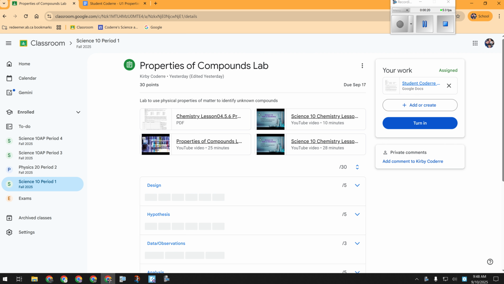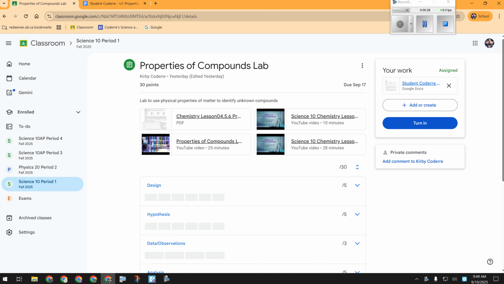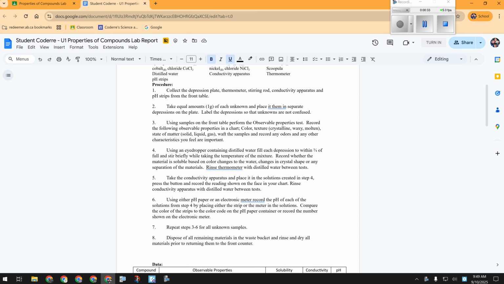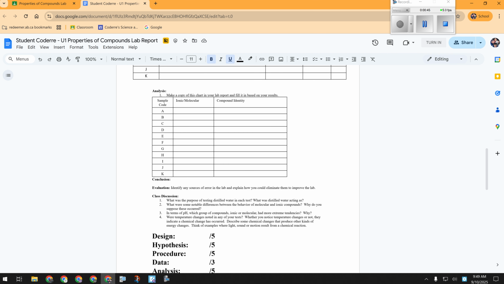What you need to do now, or not right now, but over the next few days before this is due, and it is due on September 17th, so that's next week, is you will need to first copy your observations from the piece of paper into this chart. Because I'm not taking paper, don't hand paper in to me. You're going to copy it all into there, and then you're going to do your analysis.